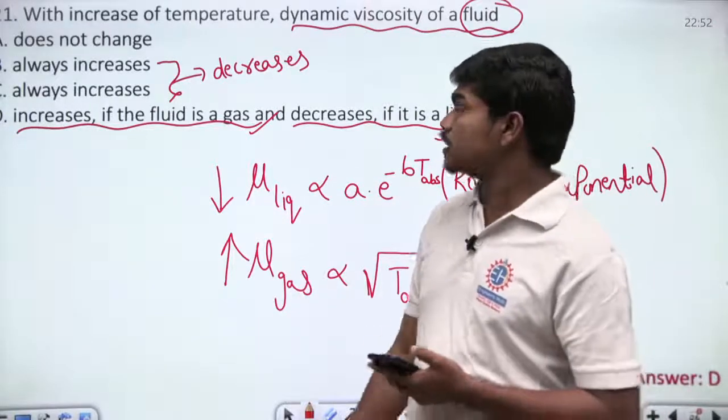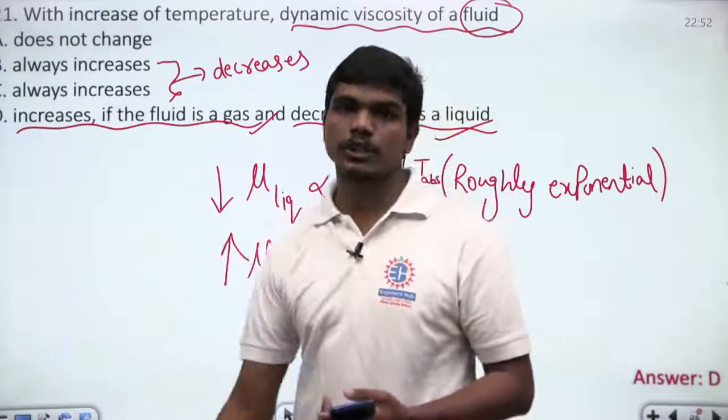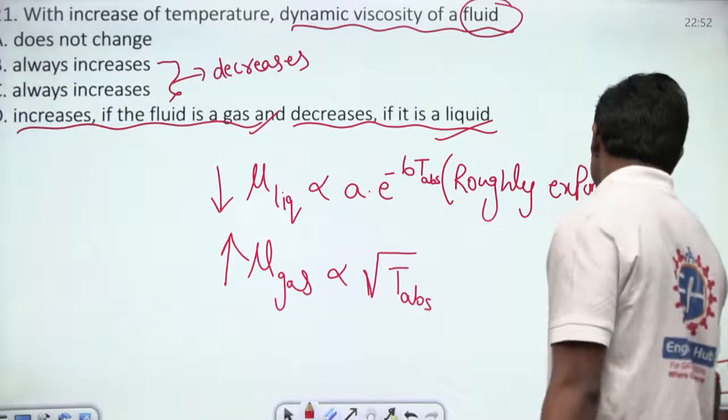Jansi, it's not B, because the fluid can also be a liquid. So with increase in temperature, there can be some decrease in viscosity also for liquids. Okay, so that's the reason. So even the official key is D. So let's go for the next question.